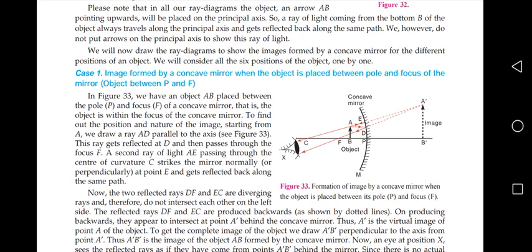Yes, and the second ray of light, which is passing through the center of curvature, is reflected along the same path without any deviation. Okay, so here you can see that both these rays of light are not meeting each other. When you extend them, they are not meeting, so there is a need for them to be extended backwards. If you extend the rays of light backwards, they are going to meet at a point, and that point is the place where the image is formed.